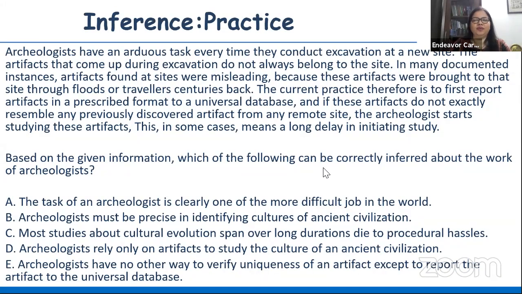If you're finished reading, we can discuss this. I suppose you got about a minute and a half. So let's look at what the paragraph is. Archaeologists have an arduous task. And you know what the word arduous means? Difficult, correct? Difficult task every time they conduct excavation. Why? Because the artifacts that they find at a site do not always belong to that site. Very important, do not always belong to that site.